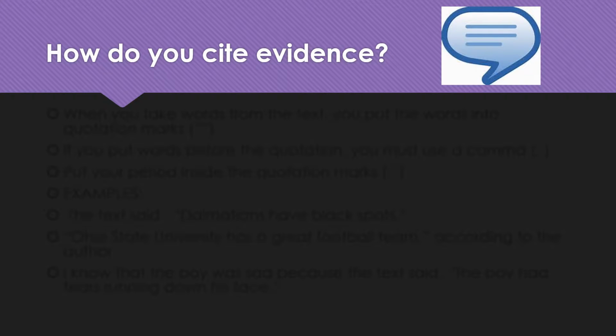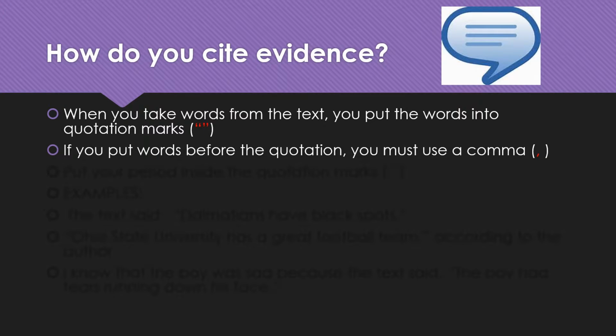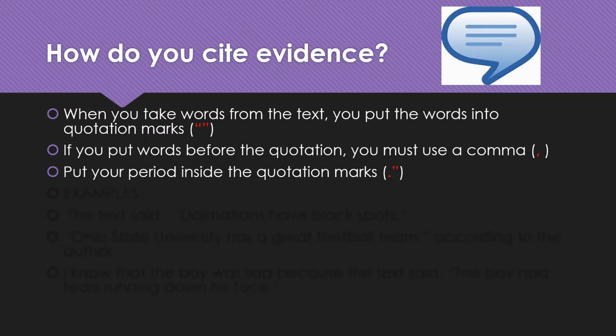How do you cite evidence? When you take words from the text, you put the words into quotation marks. See them in red right there? If you put words before the quotation, you must use a comma. See my red friend right there too? You put the period inside the quotation marks. Ready for some examples?